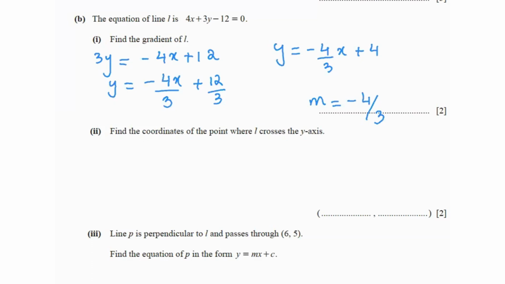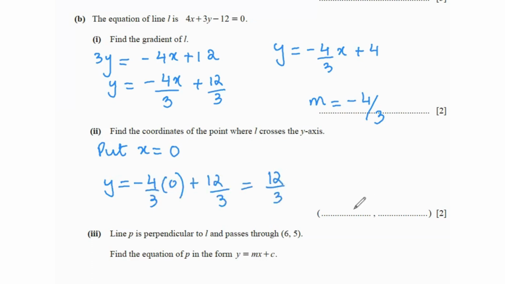Find the coordinates of the point where the line crosses the y-axis. That means you put x equals 0. So that's going to be y = -4/3 times 0 plus 12 over 3, which is 12 over 3. 12 over 3 is 4. That's 4.